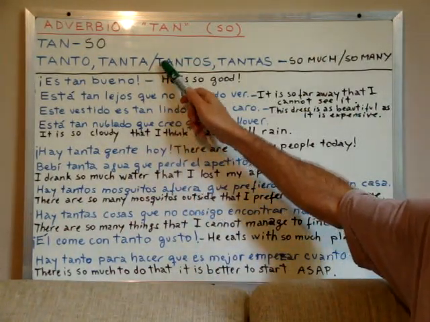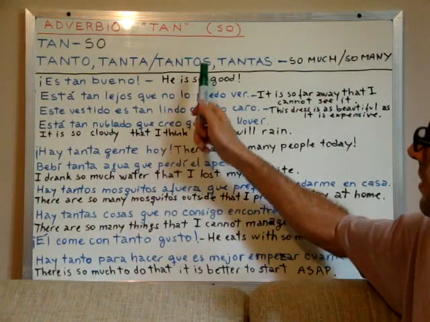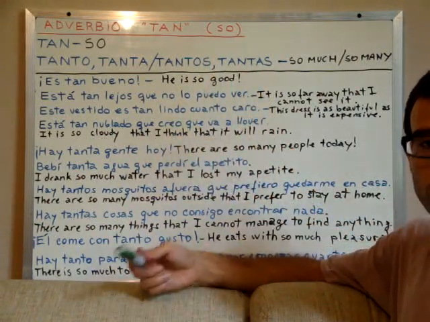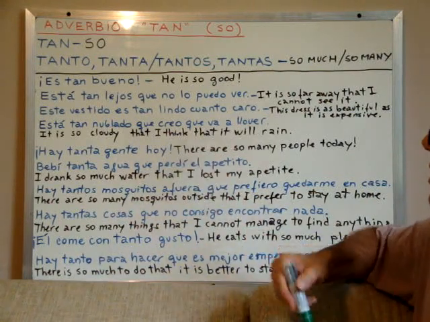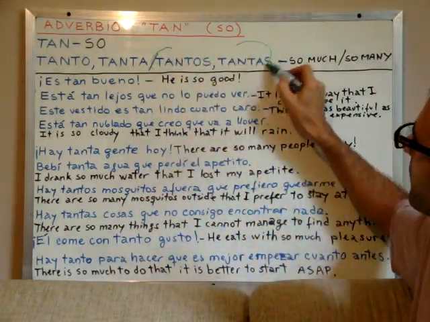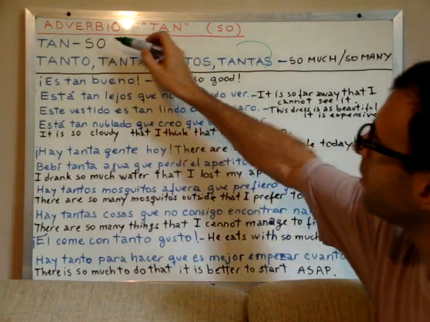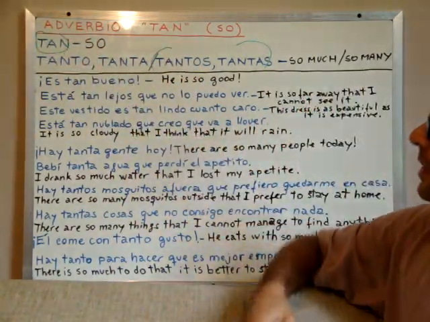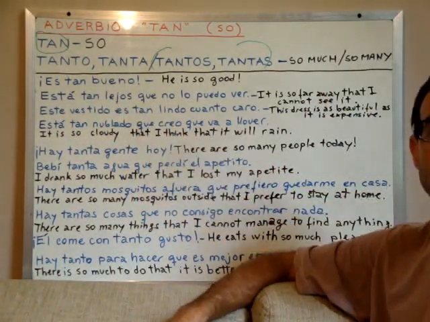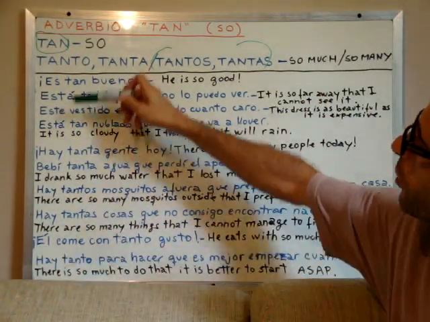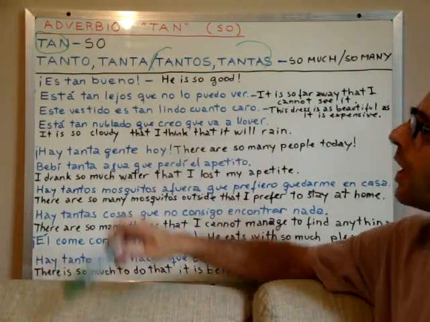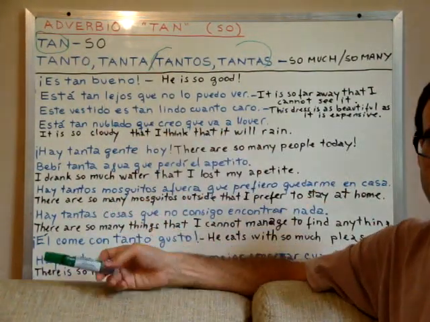Also, tantos and tantas, as you can see, the S at the end of the word is plural, right? These are countable. The singular for countable is tan, right? And tanto tanta is just uncountable. We will see some examples here so we can understand well and clearly when we have to use each case.